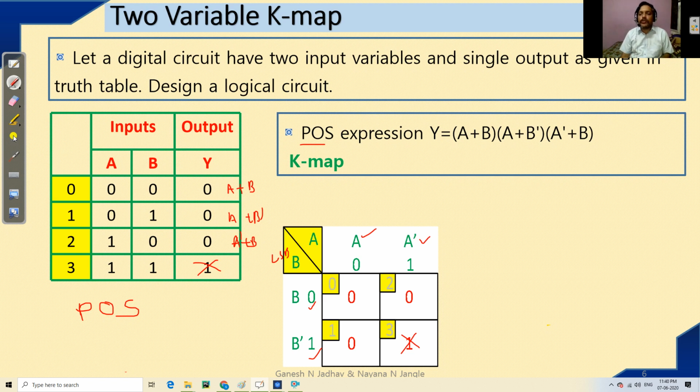So we have to group the zeros. How can we make the groups of zeros? Here, a group of zeros with the 4 combination is not possible because one element is 1. So we can make a group of these two, and another group of these two, and for each group we have to write down the max terms. Let us see how we can write down the max terms for each.